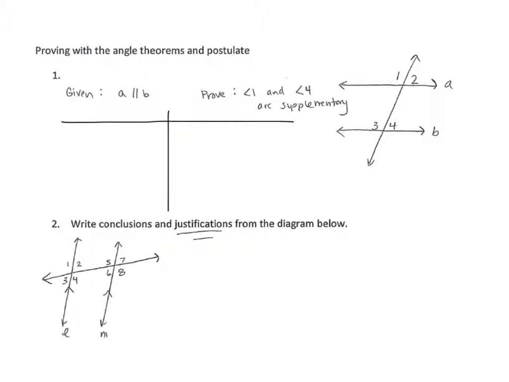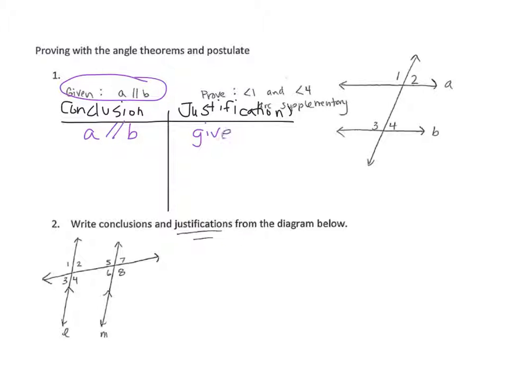And over here on the left-hand side, you write conclusion, and on the right-hand side, you write justification. The first thing we do is write down our given. So we know that A is parallel to B, and our justification is given. We also need to mark on our diagram that these two lines are parallel.